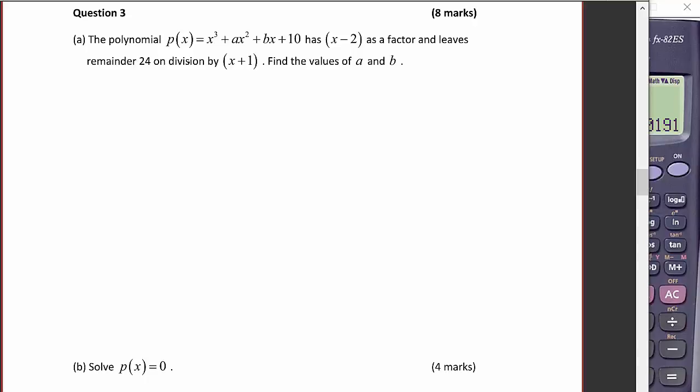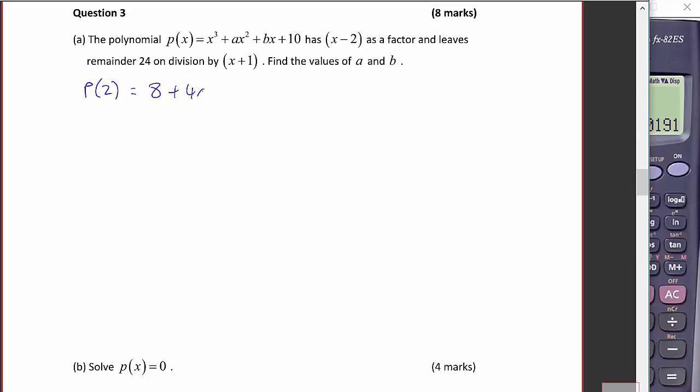The polynomial p of x is x cubed plus ax squared plus bx plus 10. x minus 2 is a factor, and it leaves a remainder 24 on division by x plus 1. So if we start with p of 2, we know that should come to 0.